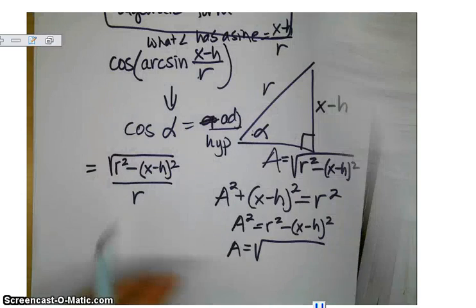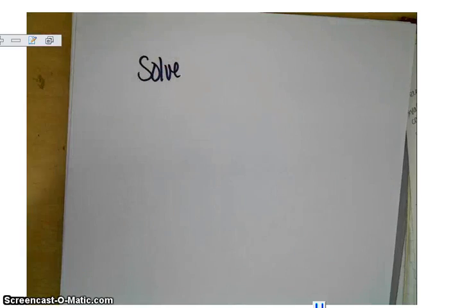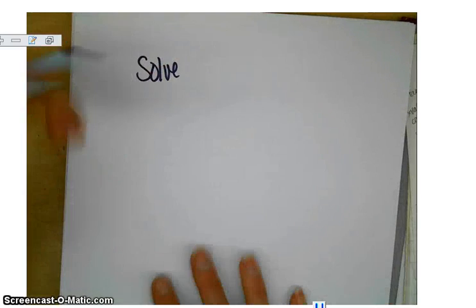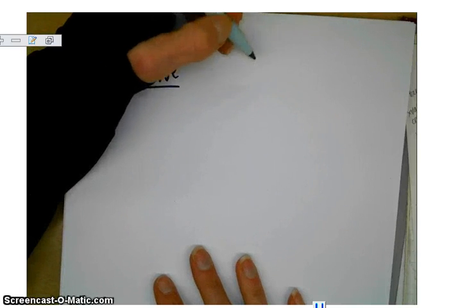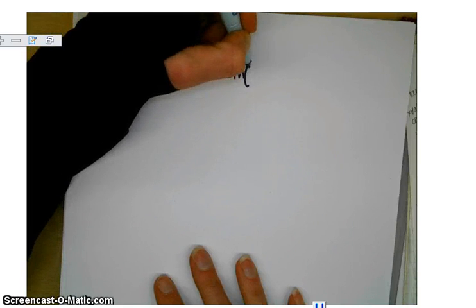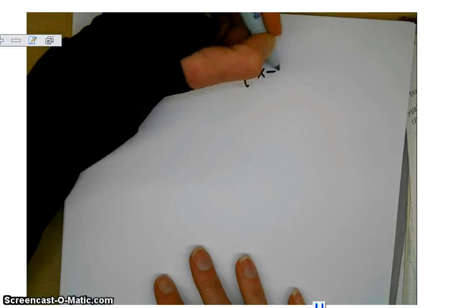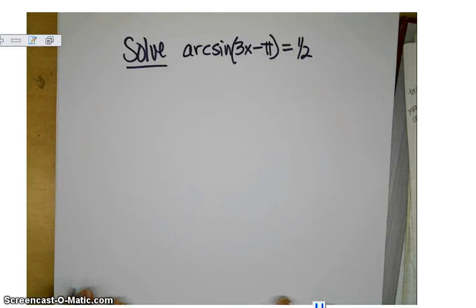Okay, so now this brings us to one more thing. Let's say I was asked to solve this equation. This is still a little review of pre-calculus. So solve. Are we doing any calculus today? Yes. So we would like to solve this equation. The arcsine of the quantity 3x minus pi equals 1/2.